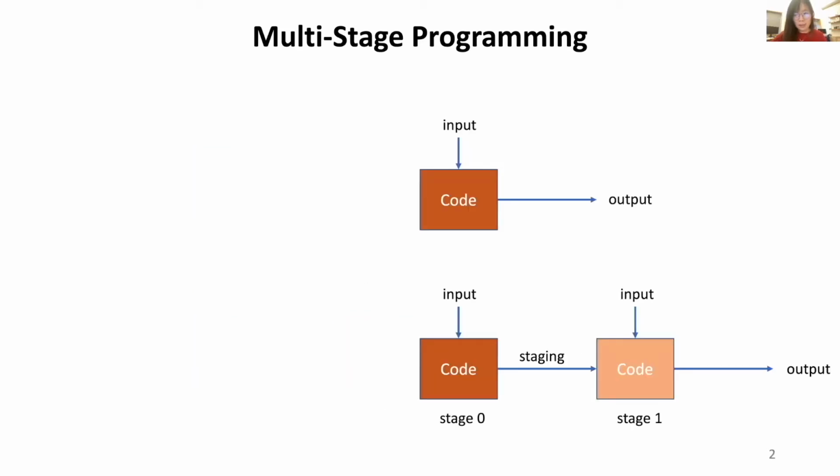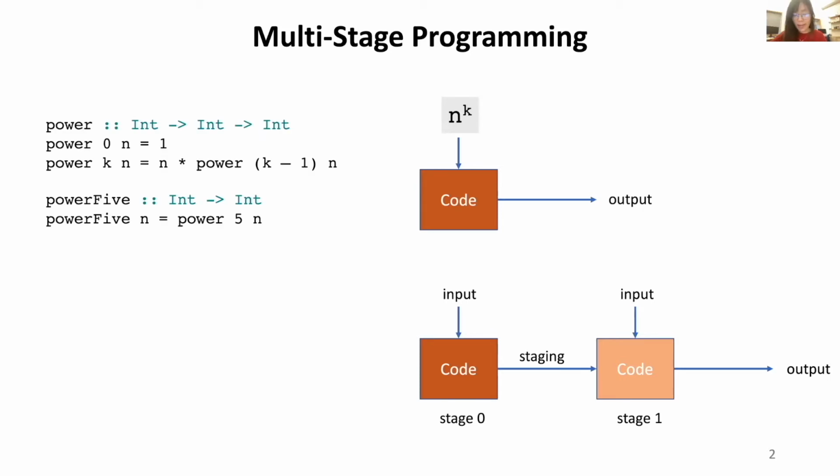The Hello World example of multi-staging is the power function, where we would like to calculate n to the k. The power function pattern matches on k. If k is 0, the function returns 1, or otherwise it recursively calls itself with k minus 1. We can also define a function power 5 that fixes the exponent to 5. In this case, since 5 is fixed statically, we can consider 5 is provided at an earlier stage than n, and we can use multi-stage to generate efficient code for power 5.